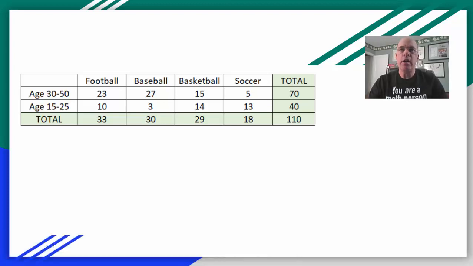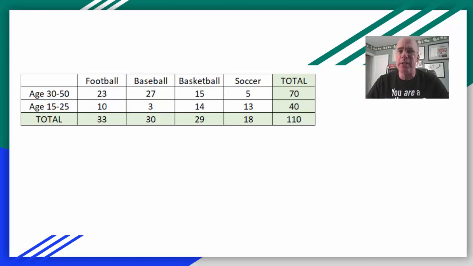Hi everyone. Today we're going to learn a new idea in probability, and to do so we're going to take a look at this data set here. In this data set you can see that we have people who've been asked their favorite sport, some like football, baseball, basketball, and soccer, but they're also broken down by two different age groups. We could ask some basic questions like what's the probability someone likes baseball or someone likes soccer, or even what's the probability that someone's in the 15 to 25 age group.